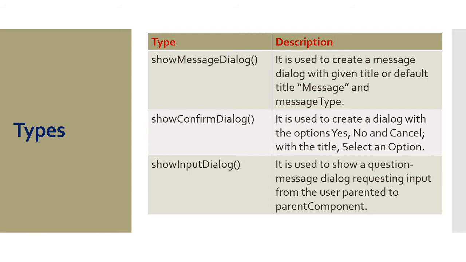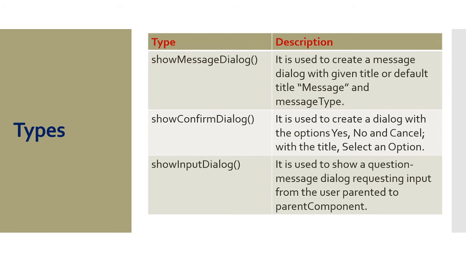The second is the confirm dialog box, which can be invoked using the showConfirmDialog method. The confirm dialog box is used to create a dialog box which has the options yes, no, and cancel, and you can put titles or select an option.